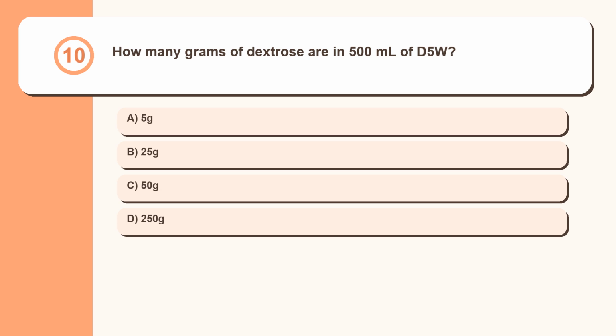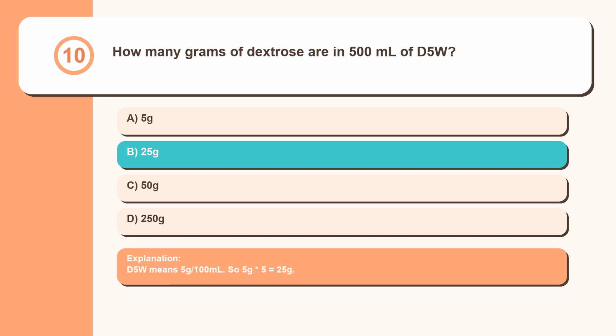Question 10. How many grams of dextrose are in 500 ml of D5W? 5G, 25G, 50G, 250G. D5W means 5G/100 ml, so 5G times 5 equals 25G.